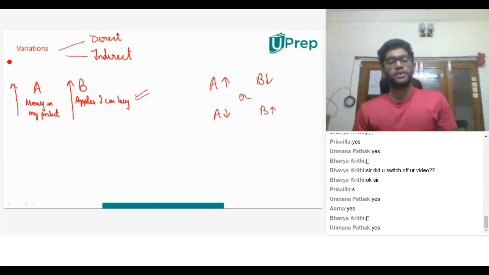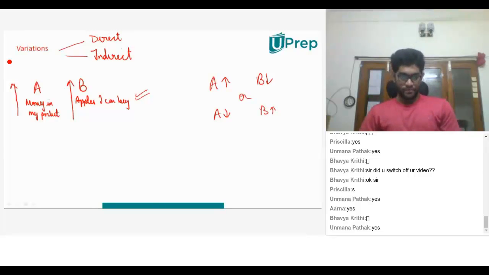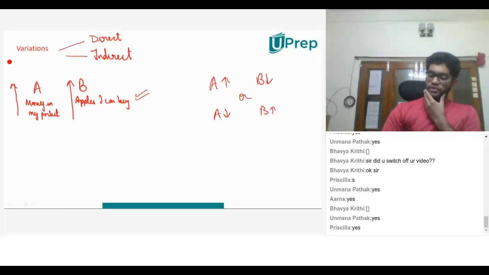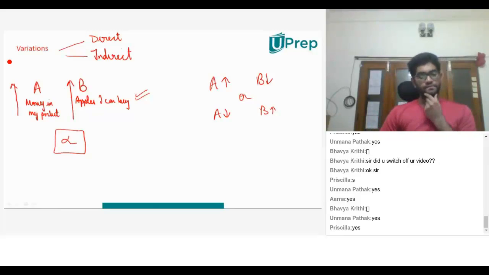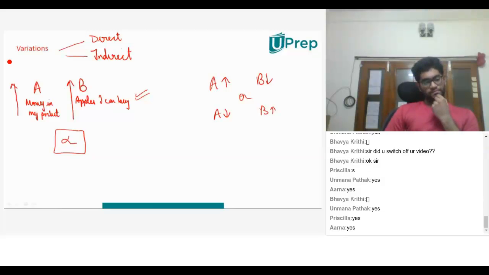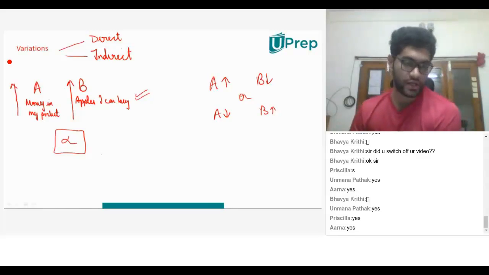Is everyone clear with direct and indirect? Correct. Now guys, have you come across this symbol? Have you guys come across this symbol? Think so. This is called proportionality.